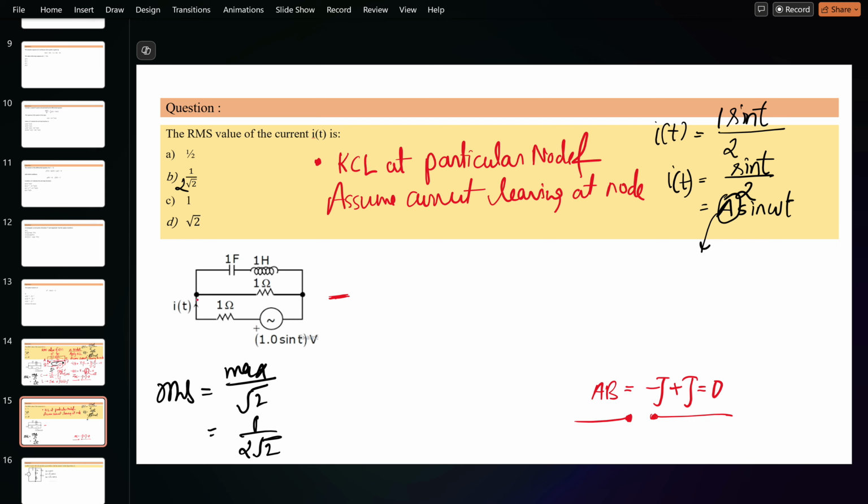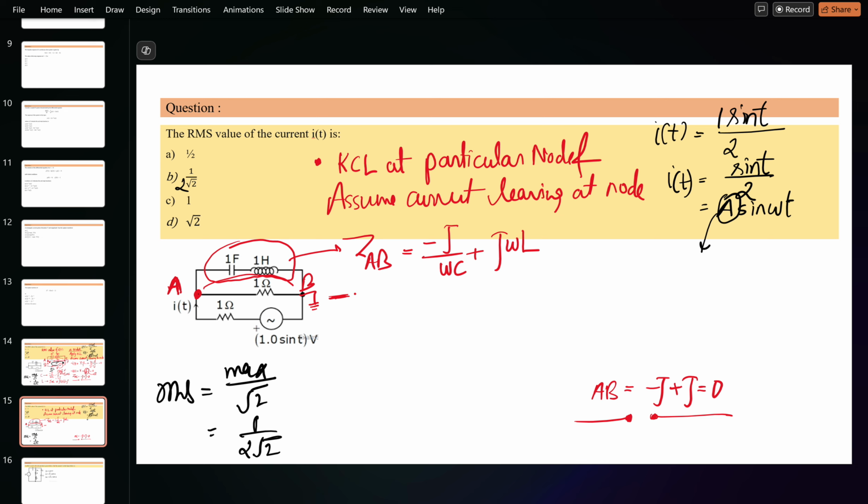So if you see the nodes, suppose I'm applying KCL here. Let's assume this is node A, and the other terminal I have taken as a reference. So what is the impedance of this line? Assume this is B, Z_AB of this line will be equal to minus j upon omega C plus j omega L.